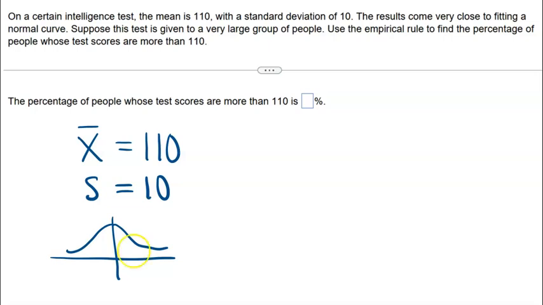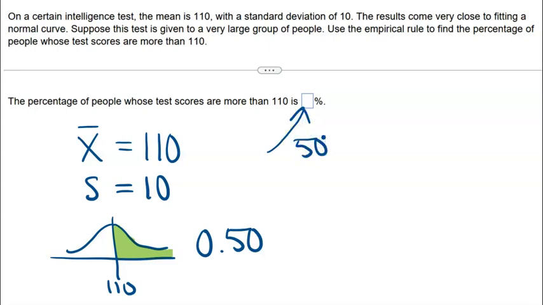All right, let's shade on the picture. So remember, my X bar is 110. If I put that on my curve, that's right there in the middle. It's asking for the percentage that scored more than 110. Now, if you've been paying attention, I bet you know this answer. We don't need a table to look this up. Remember, when you've got half of that curve shaded, that is 0.50. That's 50% of your area. So the answer to this question is 50. Notice they've already put the percent out there for us, so 50 is all we have to type in. Very similar to the question that we just did.